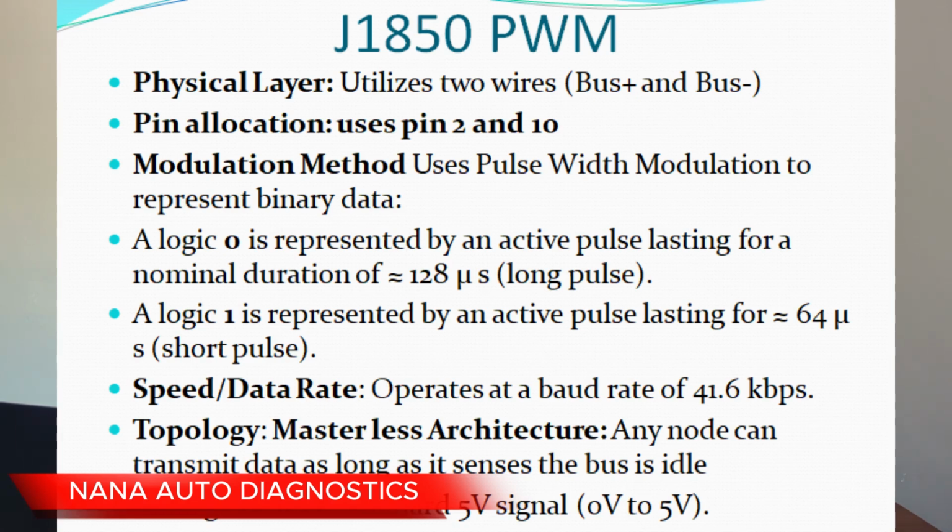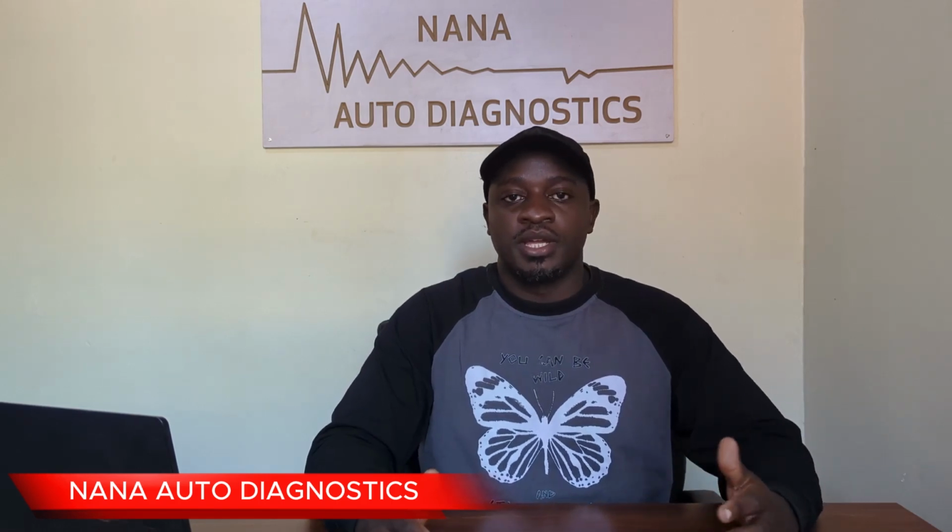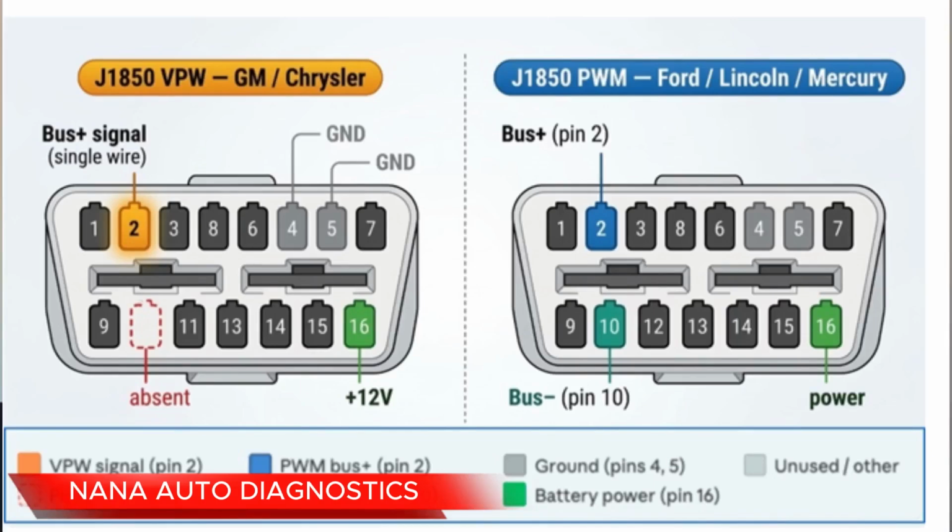So let's compare these two protocols side by side, and we shall begin with the pinout on the OBD2 port. We realize that the VPW is only allocated to pin number 2, which is the bus plus, and it only uses a single wire. And for the PWM, it uses 2 pins, which is pin 2 for bus positive and pin 10 for bus negative.